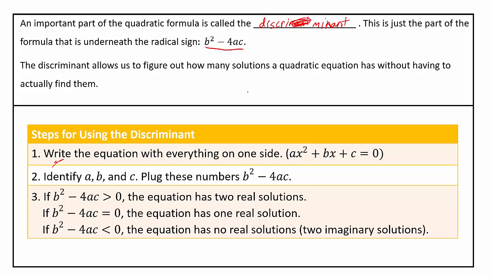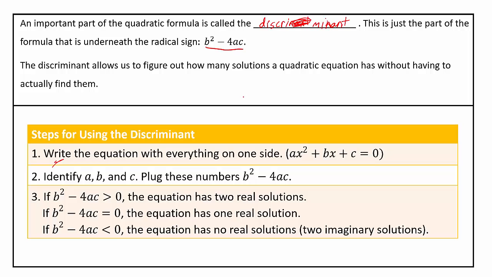So our steps to use the discriminant to figure out how many solutions there are is that step one, which is an optional step, write the equation with everything on one side. It may be that they already are all on one side. Step two, we want to identify what a, b, and c are based on what's in front of x squared, what's in front of x, and what's the number left over, just like we do with the quadratic formula and just like we do with the vertex formula.